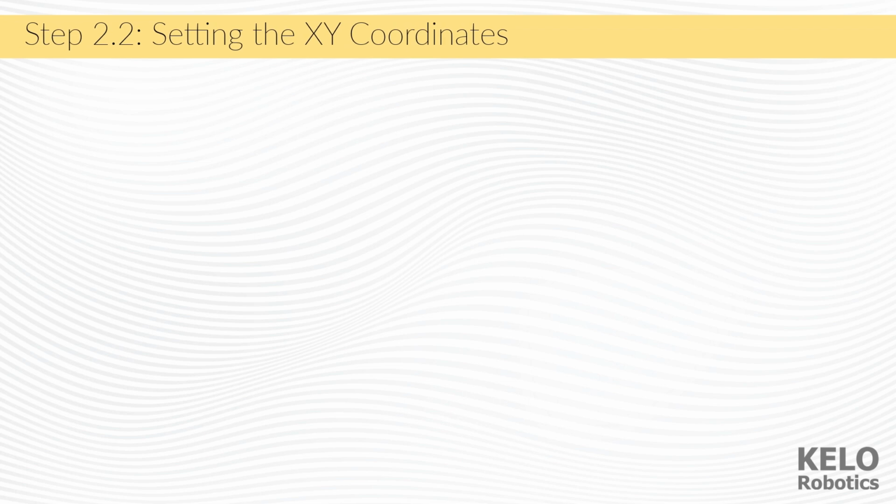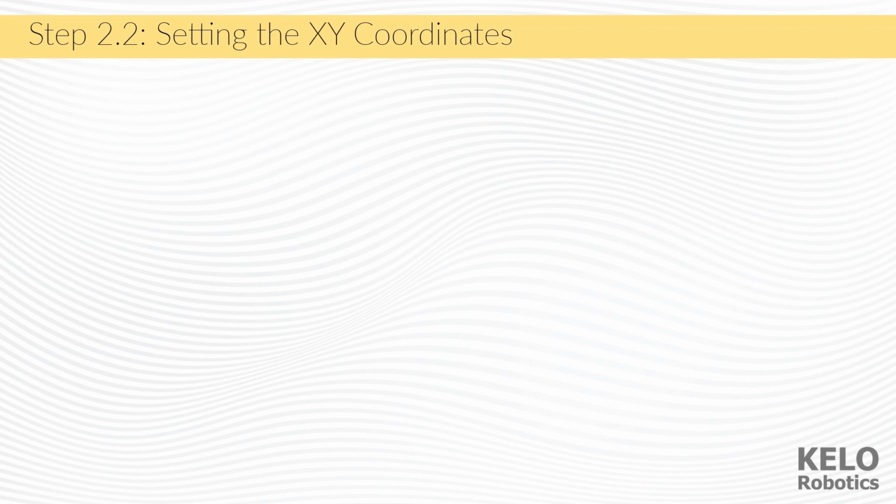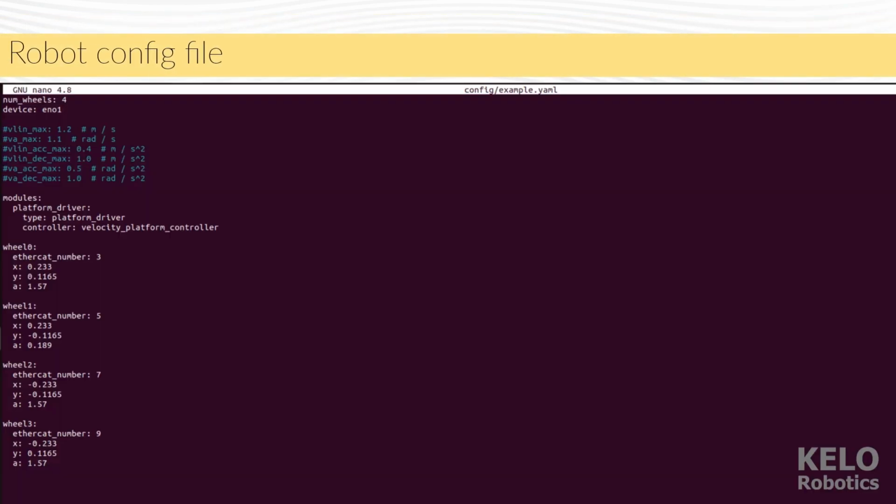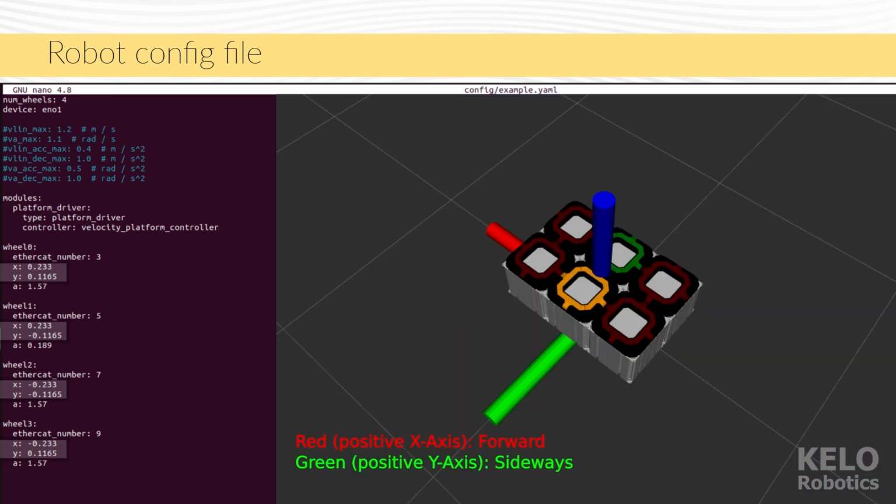Step 2.2. Setting the XY coordinates. After assigning the correct slave numbers, update the XY coordinates for each wheel. These coordinates define the wheel's position relative to the robot's center of rotation.